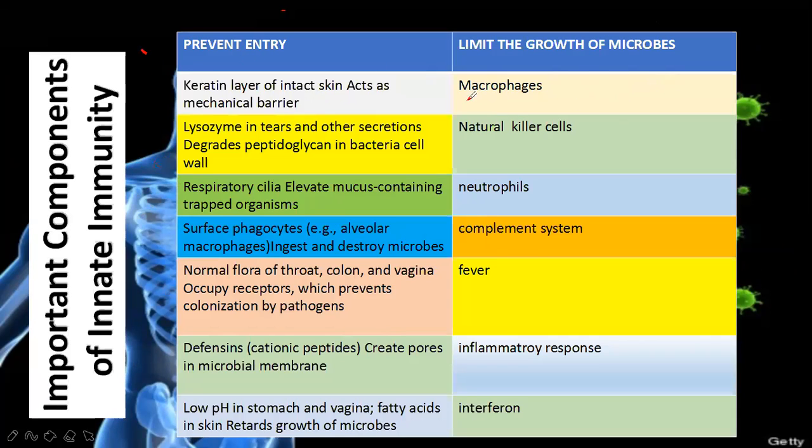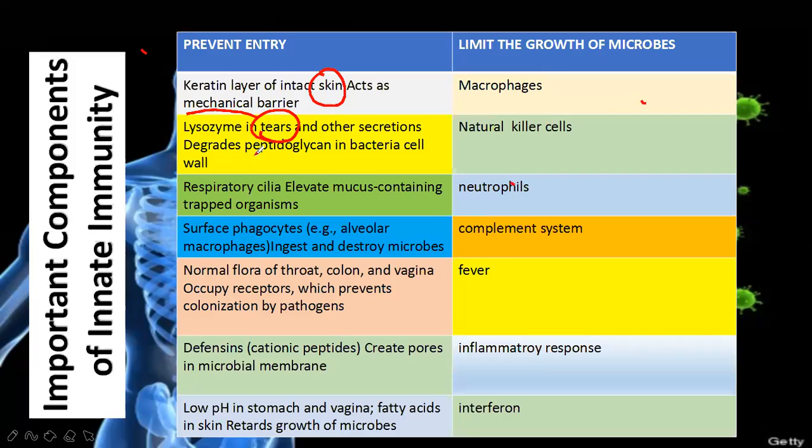Let's see the next thing. In innate immunity, what are the parts of innate immunity? Prevent entry. I already gave examples here. Also, we have skin. Skin is a better defense here. So the skin is a mechanical barrier. It's a mechanical barrier, and that is one part of innate immunity.